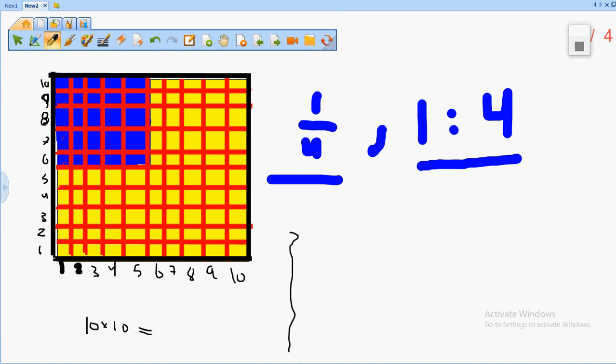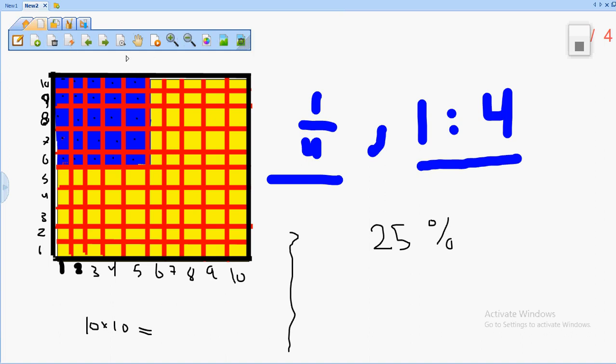So if I want to show my answer here as a percentage, I have to count the shaded parts. 1, 2, 3, 4, 5, 6, 7, 8, 9, 10, up to 25. Or I can see I have 5 rows with 5 columns. That means I have 25%. Okay? Now, let's go back to our lesson.